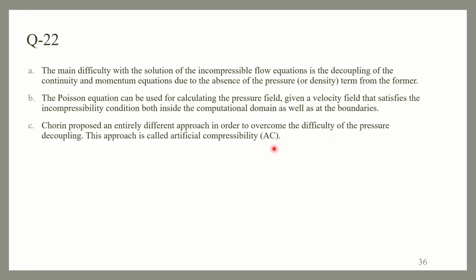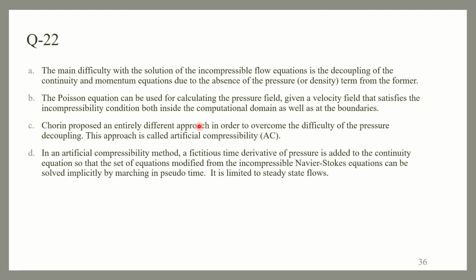In order to overcome the difficulty of pressure-velocity decoupling, Chorin introduced an entirely new approach called the artificial compressibility approach. In this method, a fictitious time derivative of pressure is added to the continuity equation, so that the set of equations modified from the incompressible Navier-Stokes equations can be solved implicitly by marching in pseudo time. It is limited to steady state flows.